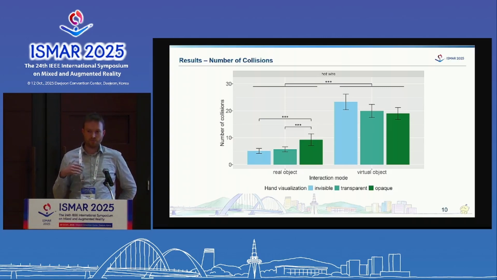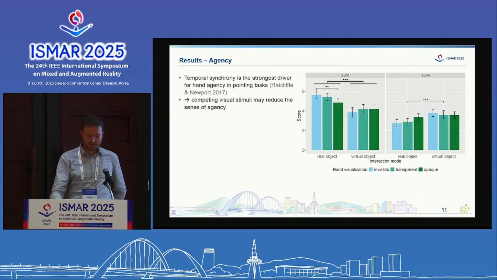And this was mostly because participants replied that they saw the virtual hand and it was occluding their view. It was kind of a fine motor task, and you needed to really see where the ring is and where the wire is, and this caused more collisions.